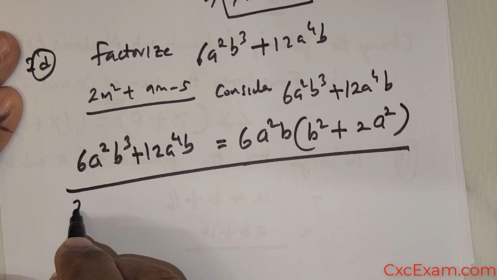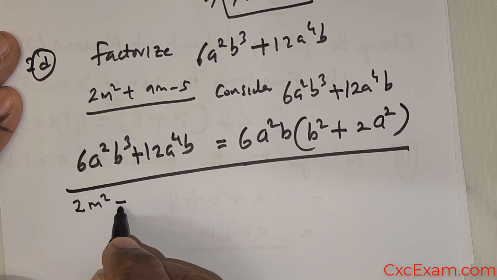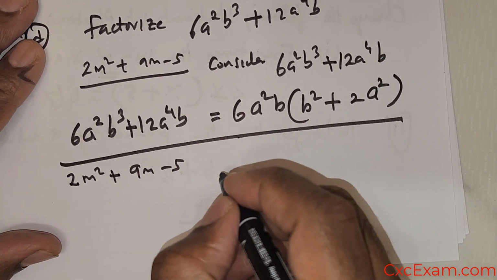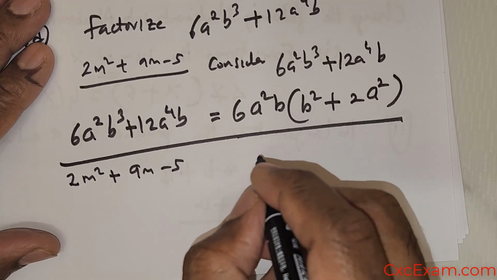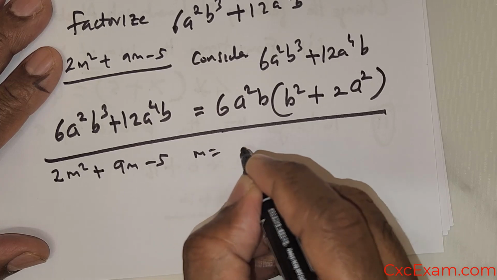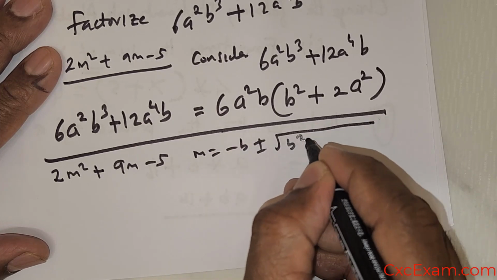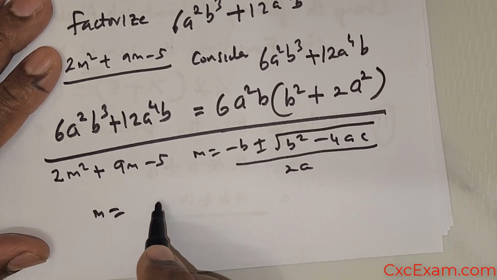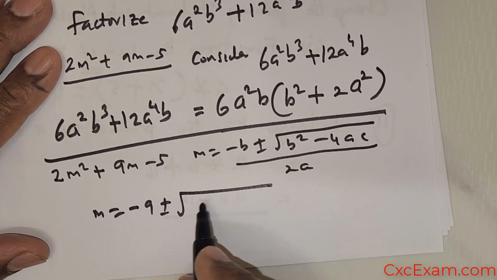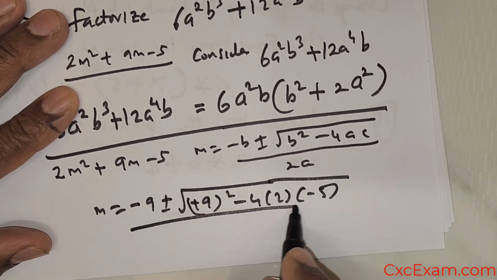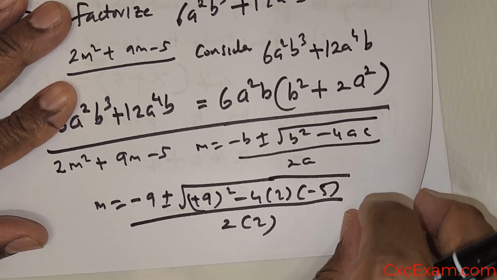Now the next is we are expected to factorize 2m squared positive 9m negative 5. Now this is a little bit, I would say, caution is required. Now what I'm going to do is I'm going to use quadratic technique. So m is equal to negative b plus or minus root of b squared negative 4ac divided by 2a. So my m will be negative 9 plus or minus root of 9 squared negative 4 times a times c, divided by 2 times of a.